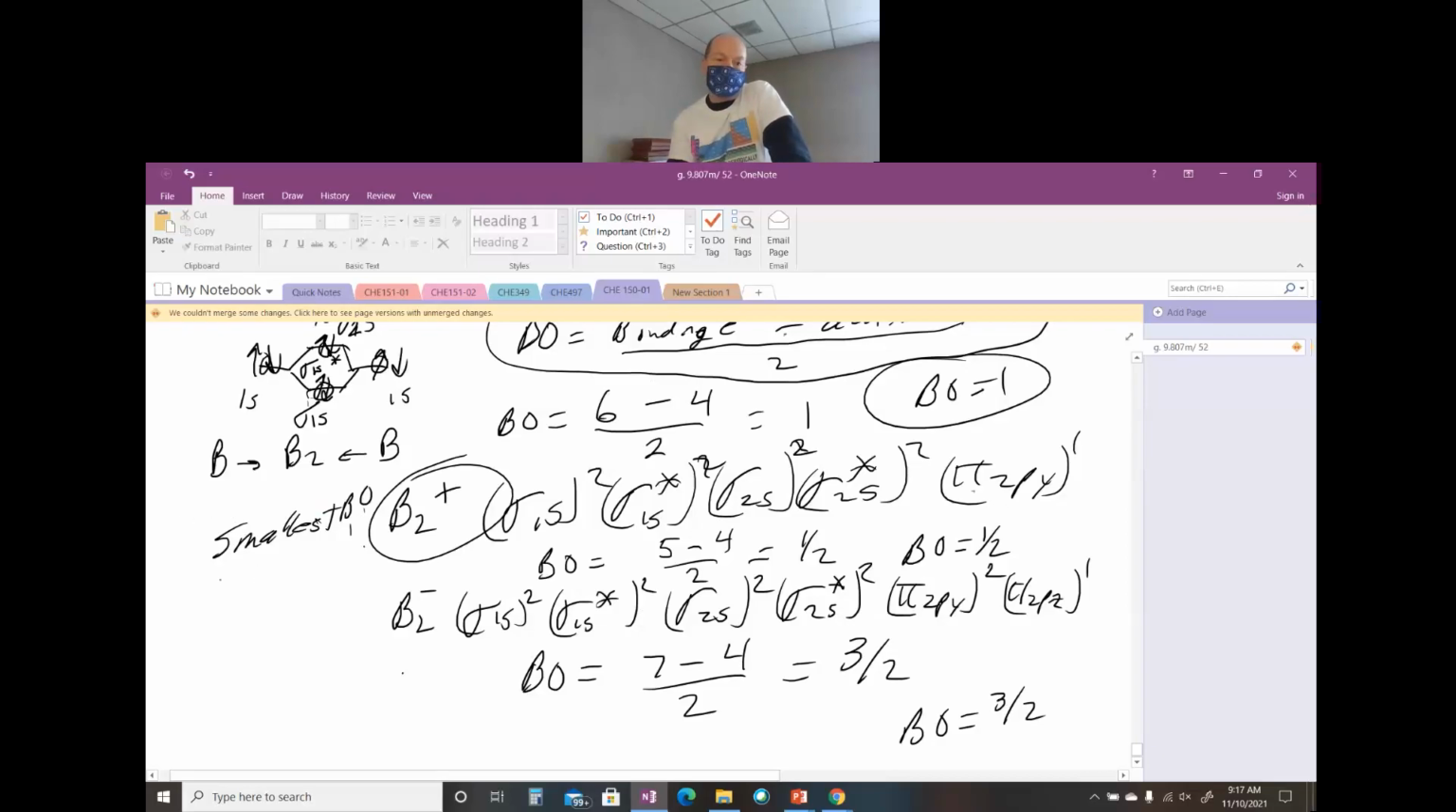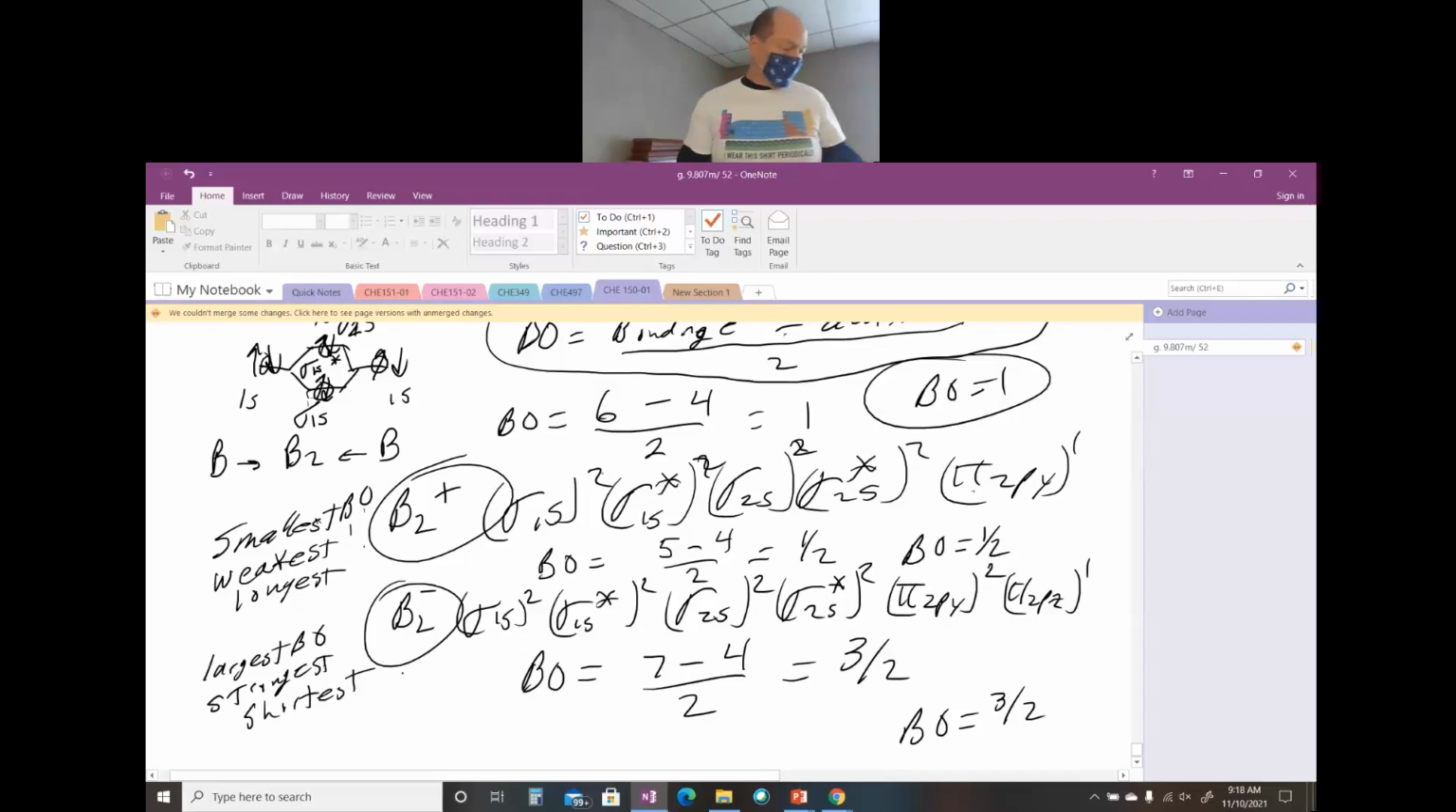Again, the smallest bond order means that is the weakest bond, and it's the longest bond. This bond order of B2 minus being 1.5 is bigger than 1, it's bigger than 1/2. It is the largest bond order, which means it's the strongest bond, and it is the shortest bond.